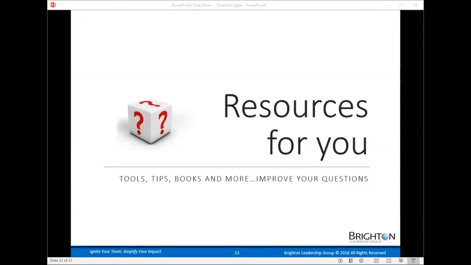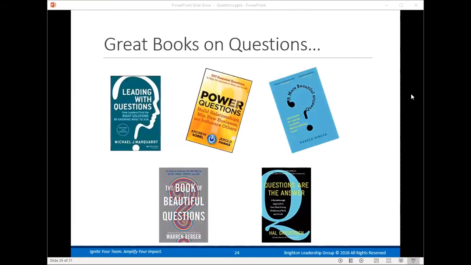So in our last few minutes, I want to share a couple resources for everybody on the phone. And again, we're going to send you links to everything so you don't have to worry about whether you're going to remember these or not. The first is books. The book listed on the upper left hand, Leading with Questions, is the one that Bob mentioned changed his life. Power Questions is written by our friend and colleague, Andrew, and is an excellent book as well. And then Warren Berger's book, A More Beautiful Question, I think is an absolutely fabulous book.